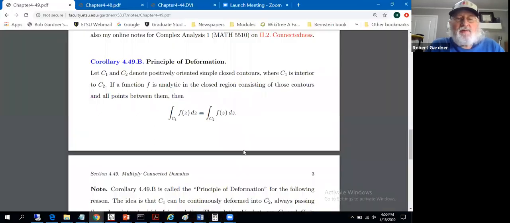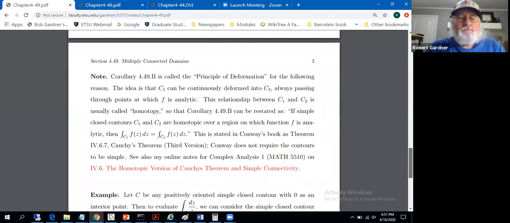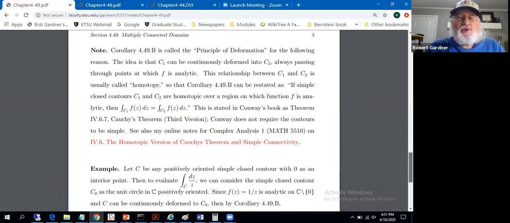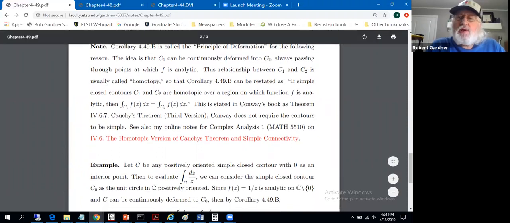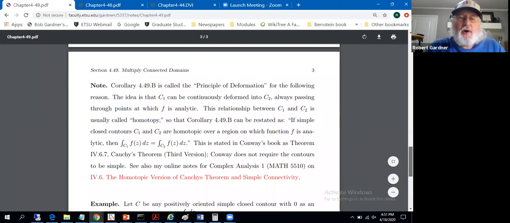it says, you don't have to know very much about c sub 1 and c sub 2. As long as function f is analytic in the right places, you're at liberty to really change contours and not change the values of integrals. In this relationship of deformation, it's more commonly called homotopy.